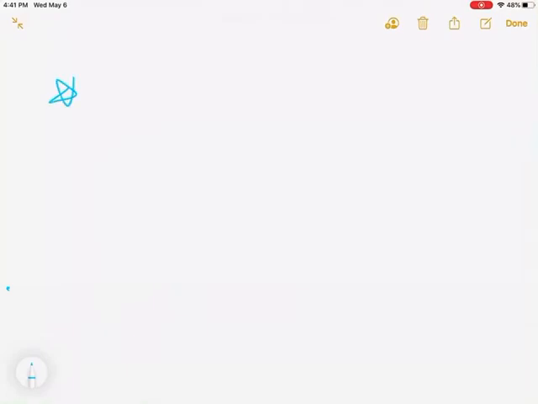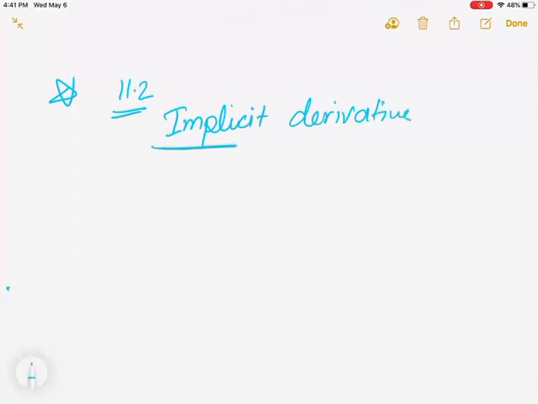So we are still on 11-2. A few more examples on derivatives, but this is not just a normal derivative. We're going to be learning about implicit derivatives. Implicit derivative is the one where you see x and y terms mixed up, and at the end we solve for dy over dx. I'll show you a few examples on that.